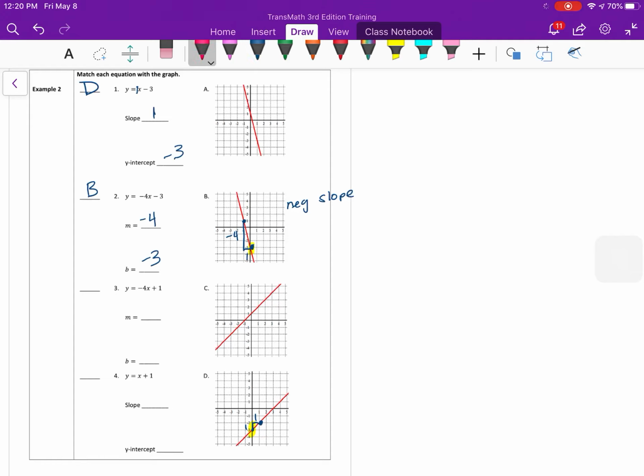Now you might be able to see that 3 has the same slope as 2, negative 4, but a y-intercept of 1. So that means it starts at 1 on the y-axis, crosses the y-axis, and then has a slope of 1, 2, 3, 4 over 1. Down 4 over 1. And so 3 is A. And that must leave C for choice 4, slope of 1, y-intercept of 1. So at 1, up 1 to the right 1, slope of 1.